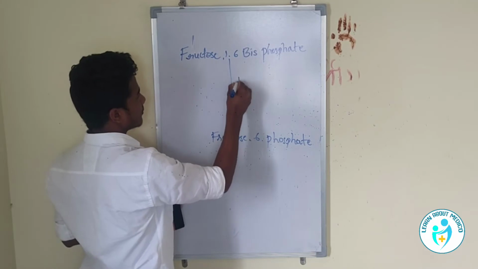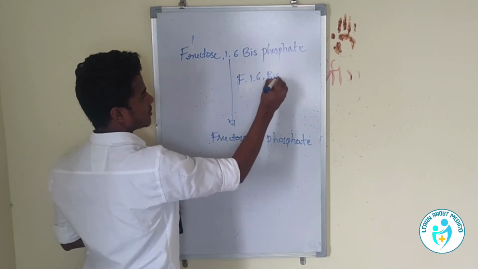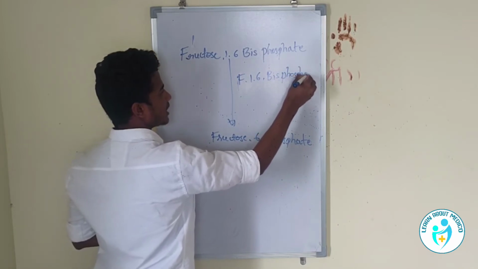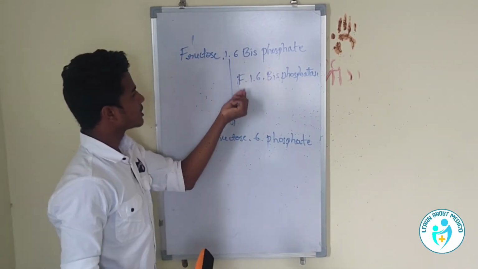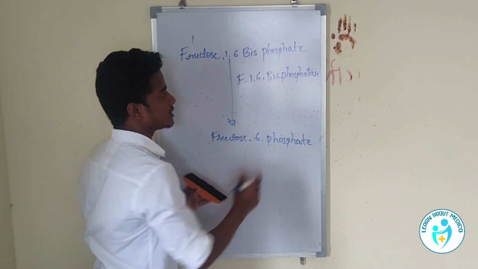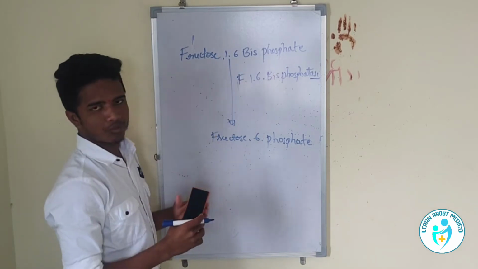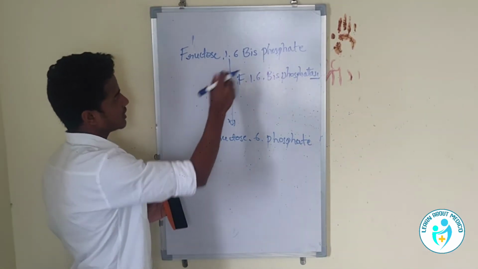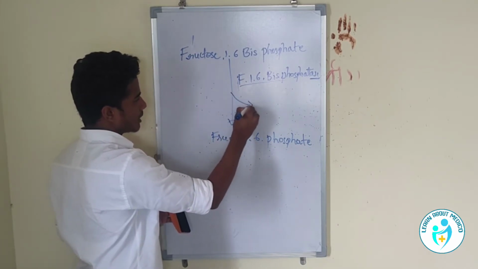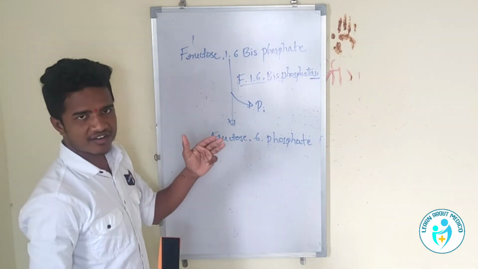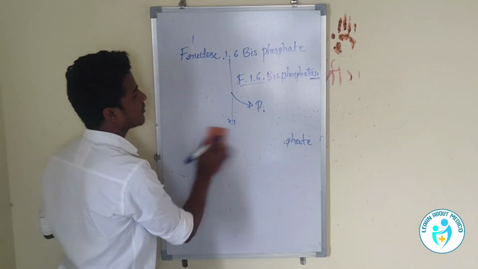This happens with the help of the enzyme fructose 1,6-bisphosphatase. This enzyme breaks down a phosphate group. There are two phosphate groups in this molecule, and one phosphate group is released by this enzyme. It becomes fructose 6-phosphate and releases inorganic phosphate. This third step is irreversible in glycolysis, but it is reversible in gluconeogenesis.